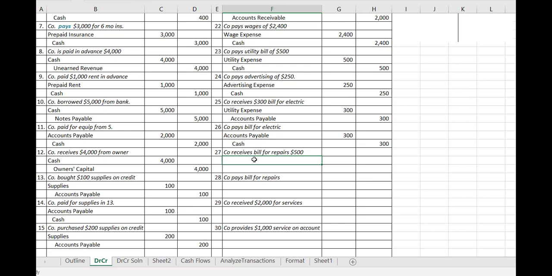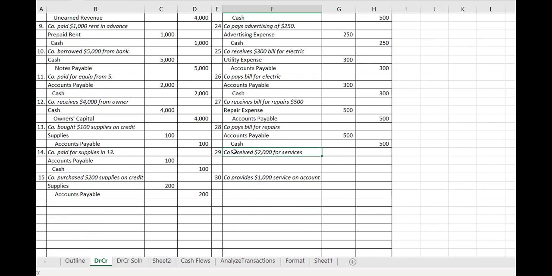Now they receive a bill for repairs. So somebody already did the repairs. I'm going to recognize repair expense. And this would be another accounts payable. I think it's $500. Okay, and now we pay the repair bill. So I'm going to debit accounts payable, decrease the payable, and decrease cash. Almost there.